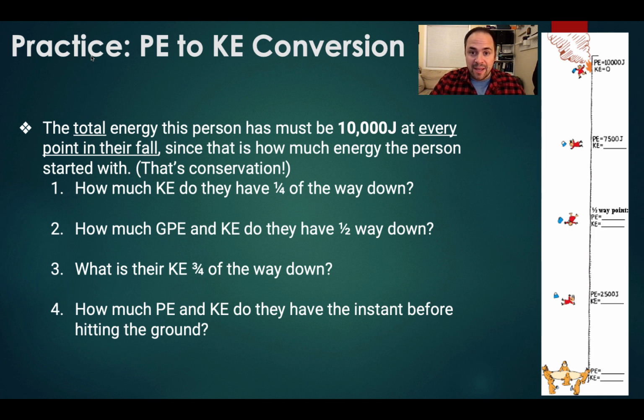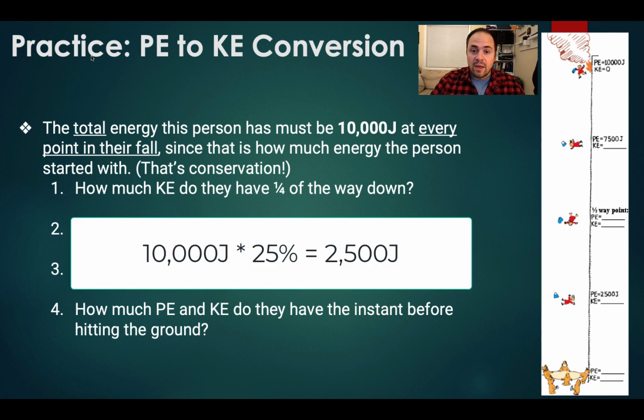It became kinetic energy, because remember, as they jump out, they start increasing velocity. That's increasing kinetic energy, and that kinetic energy has to come from somewhere. So again, if they've fallen 25% of the way down the building, they've lost 25% of their height, and therefore lost 25% of their gravitational potential energy, which became kinetic energy. So the answer to this question, they have 25% of their total energy as kinetic energy, which is 2,500 joules.